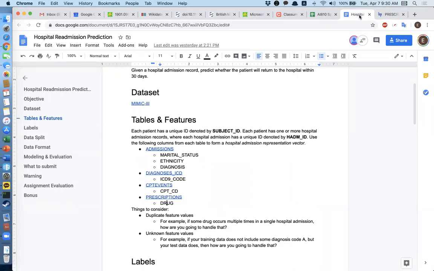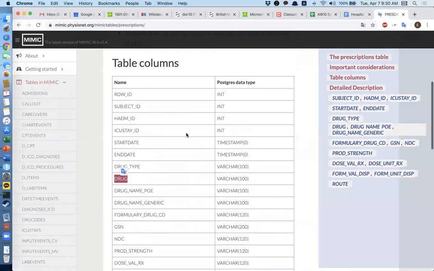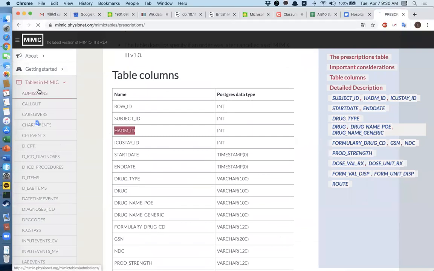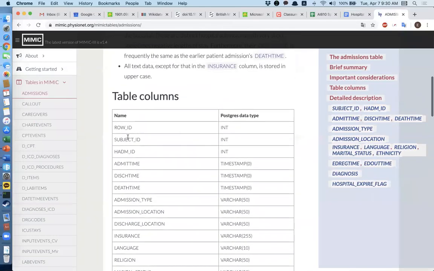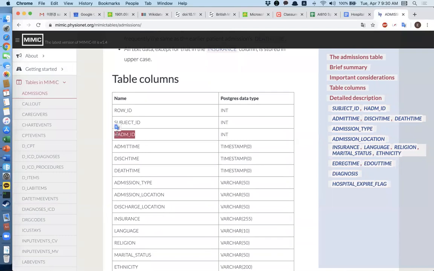And of course, you all need to map the string features into integer features, as I talked about during the class. And these are different tables, so you need to link this information using the hospital admission ID, HADM ID. It's there always. There's HADM ID here, and here. It's everywhere. Basically, it's just a unique identifier given per one hospital admission.